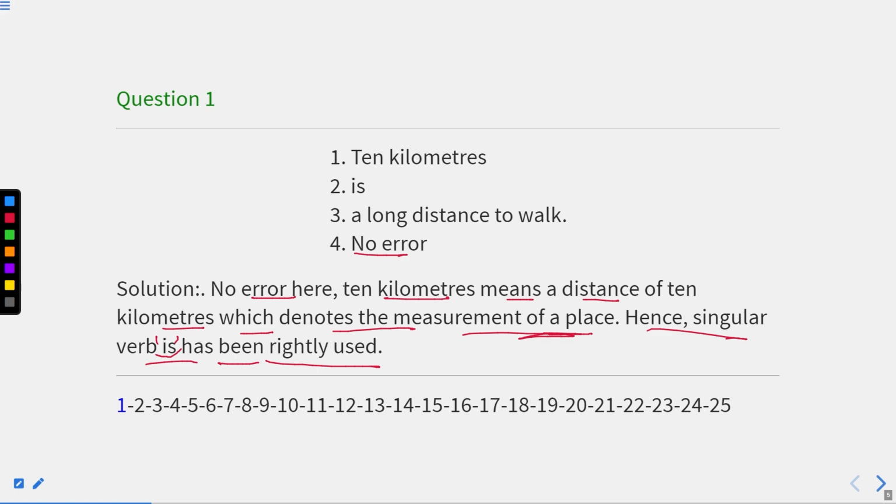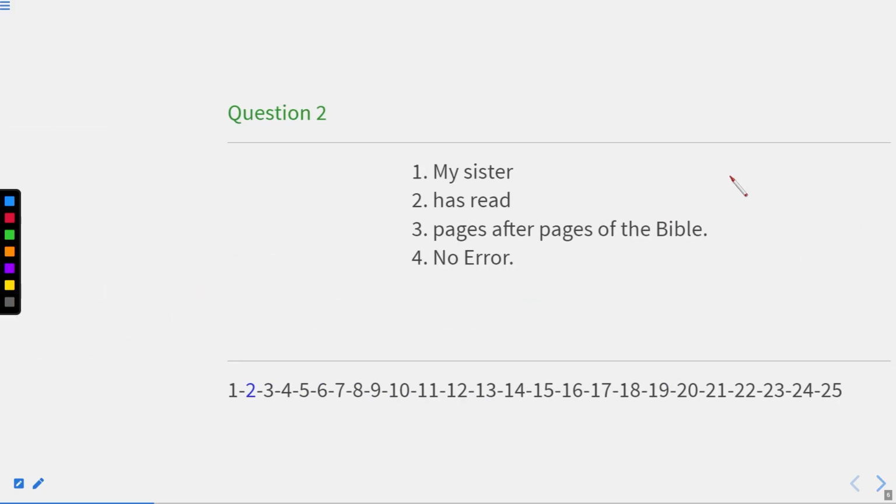So this has been rightly given. Therefore, our answer will be 4. Our answer will be so because it does not contain any error; the sentence is absolutely correct, so our answer will be 4, that is no error. Now let us move to the next one.